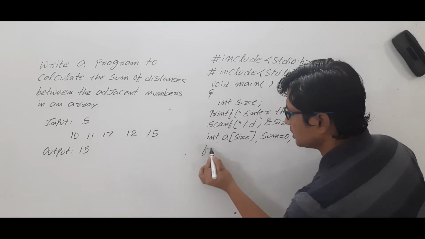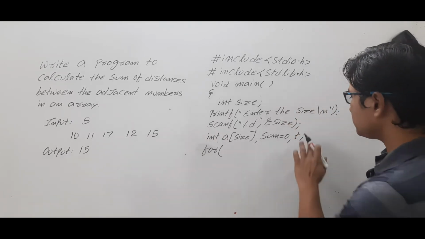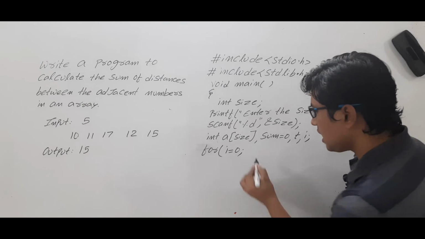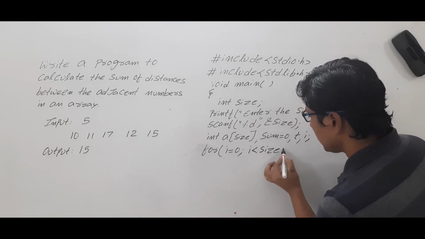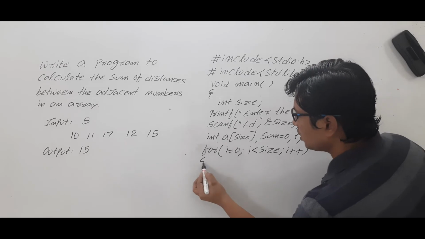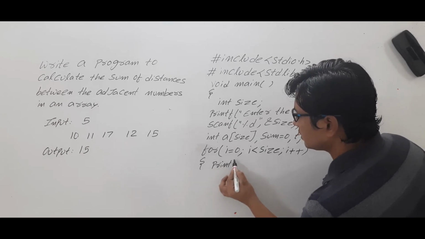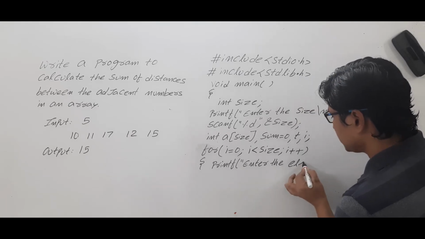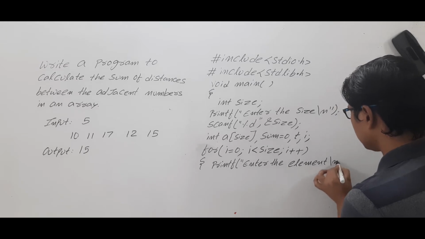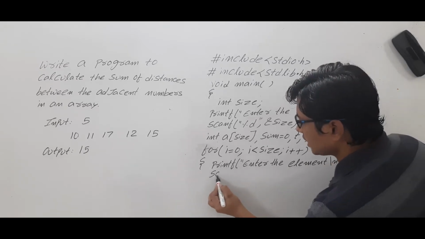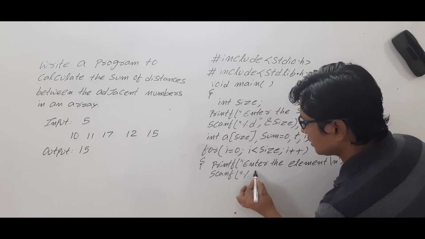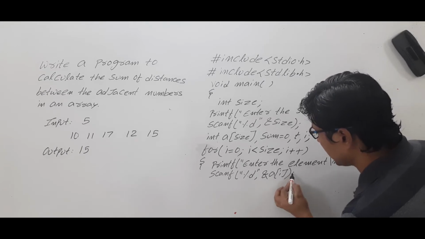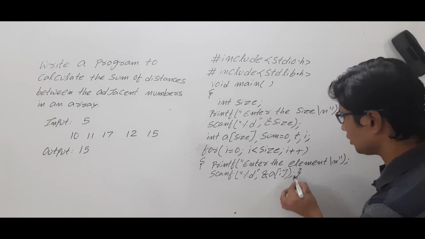So what I can do is write a for loop. I need to declare another variable called i. So for i is equal to 0, i less than size, i plus plus. Then I will ask the user to enter the element: "Enter the element\n". Once the user has entered the element, I will write a scanf function to read it, and I want to store it in the index of i in an array called A. Is it clear? Are you able to understand?